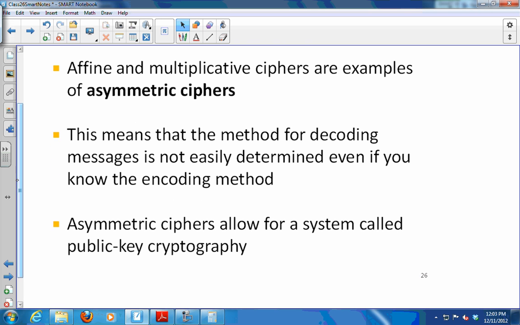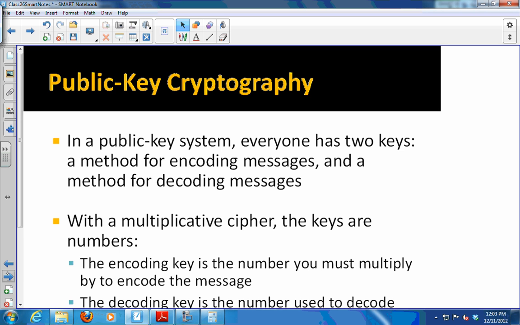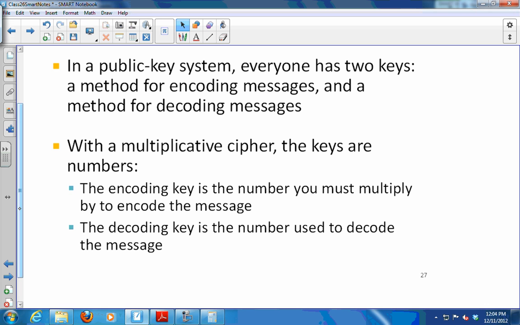Affine and multiplicative ciphers are asymmetric. That means that the method for decoding is not easy to figure out, even if you know how it was encoded, right? So even though you know it was encoded by multiplying by 5 and then adding 1, you have to do some work to figure out how to decode it. We had to do some work to figure out that we should subtract 1 and then multiply by 6. So asymmetric ciphers allow for a system that's called public key cryptography. And in a public key system, everyone has two keys. Everyone has a method they use to encode messages and a method they use to decode messages.